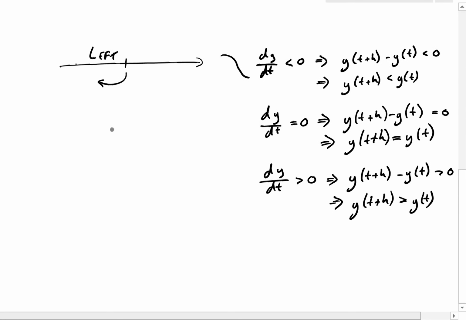Now let's consider the case when dy by dt is equal to 0. If that's equal to 0, it means that we're not changing. It's just a single flat line. The gradient isn't changing, the rate of change isn't changing, so therefore we just stay exactly where we are.